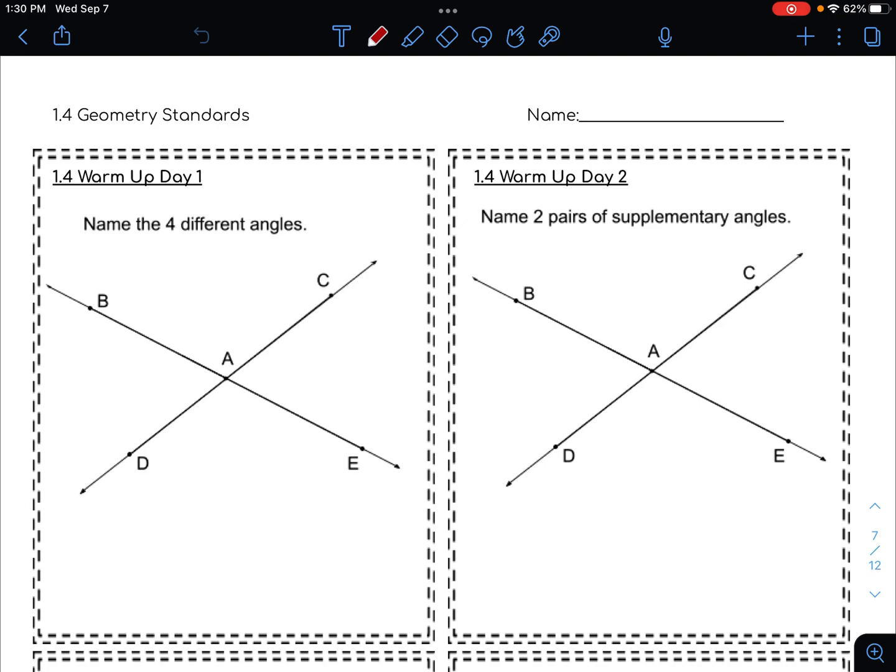For this week, we are working on 1.4. I want you to go ahead and start with this warm-up. You are naming 4 different angles, okay? And you can name them different ways. So go ahead and pause the video while you do that.